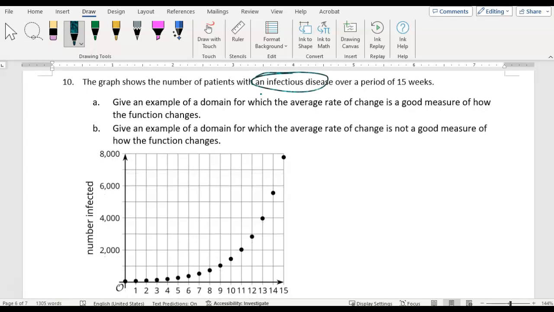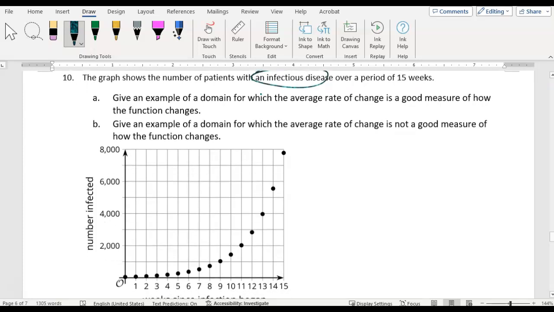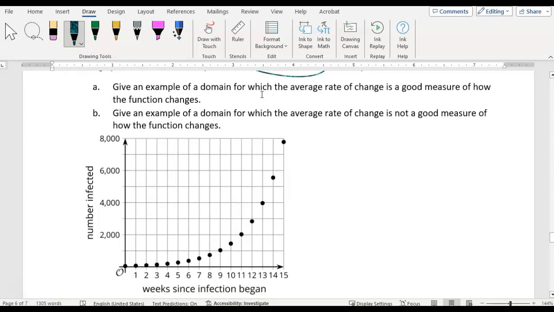Number 10, the graph shows the number of patients with an infectious disease. It's increasing over a period of 15 weeks. Give an example of a domain for which the average rate of change is a good measure of how the function changes. So at what point is the average rate of change, the slope, a good measurement? Really, we're only looking at this very beginning part, right? Remember, those small sections are where we're going to look at average rate of change being good. So I would say maybe 0 to 3 weeks might be a good example.